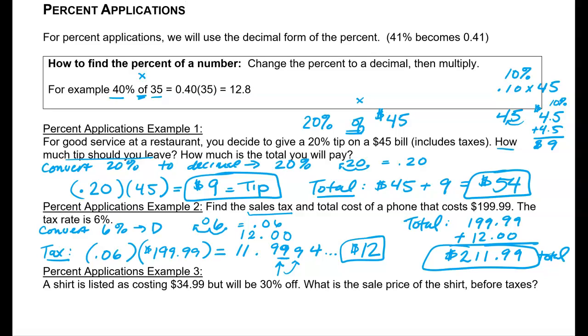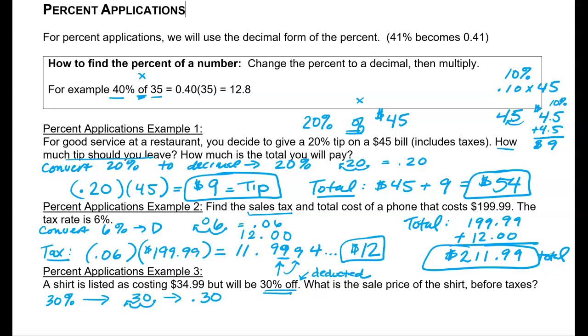And then lastly, if we have a shirt listed at $34.99 but it is 30% off, off means it's going to be deducted from the price. What is the sale price of the shirt before taxes? The first thing we need to do, just like these other problems, is convert 30% to a decimal. So 30%, we write 30, we put the decimal place, we move it 2 spots to the left, and we end up getting 0.30 as a decimal.